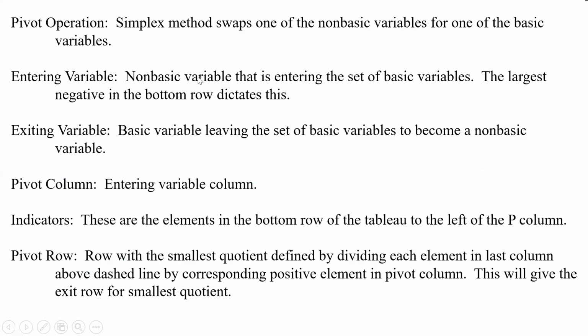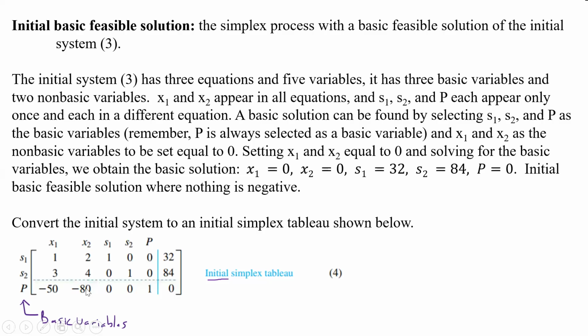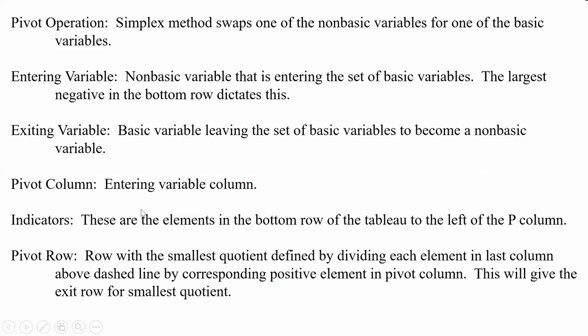The entering variable is the non-basic variable that is entering the set of basic variables, and the largest negative in the bottom row will dictate this. So the largest negative in the bottom row here means that this is going to enter. So this is going to become one of the basic variables on this side over here. Now, the exiting variable is the basic variable on the left side leaving the set of basic variables to become a non-basic variable. And there are some calculations to do to get to that. Then we have a pivot column, and that's going to be the entering variable column.